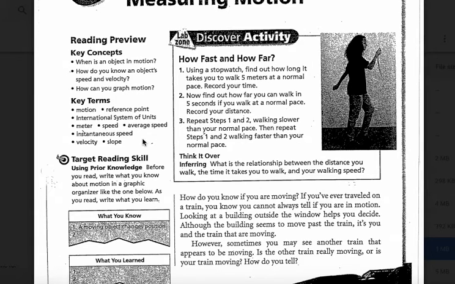And how can you graph motion? And then some key terms are things like motion, obviously, reference point, the International System of Units, although I wouldn't worry too much about that. It's still good to know what an ISU is. Meter, speed, average speed, instantaneous speed, velocity, and slope. Let's start reading.